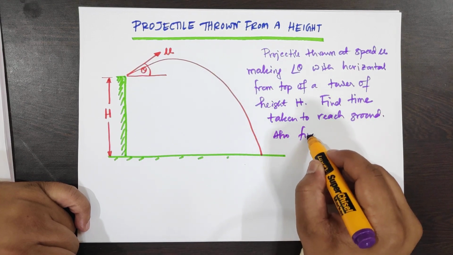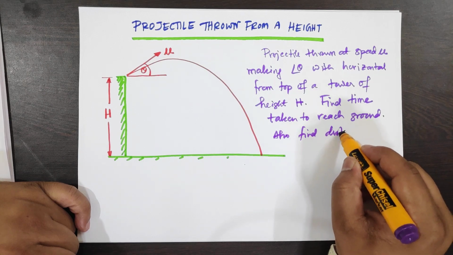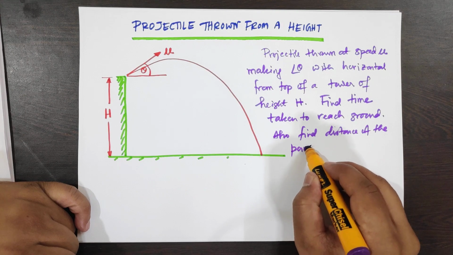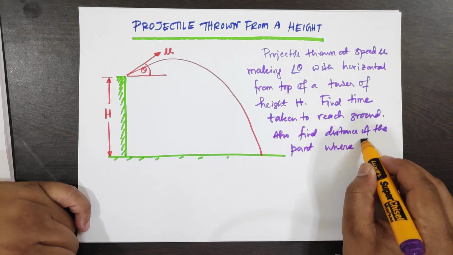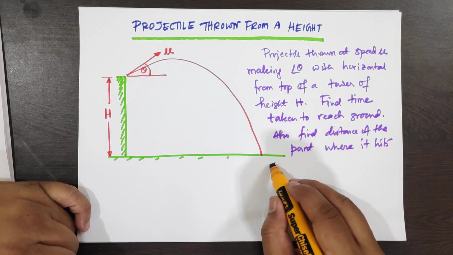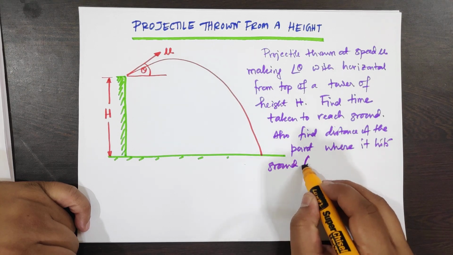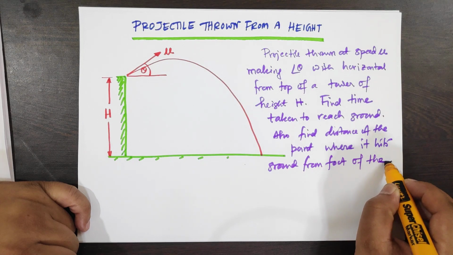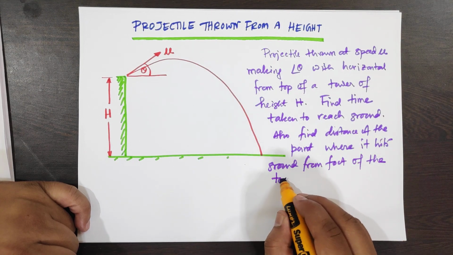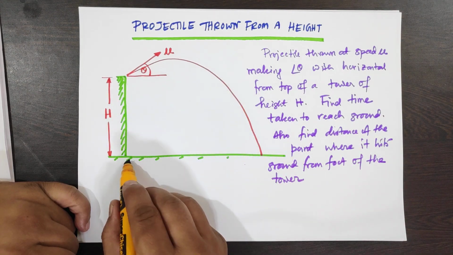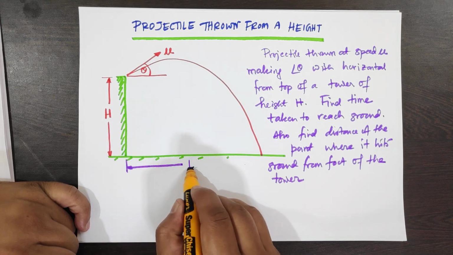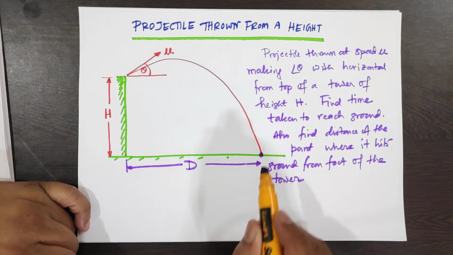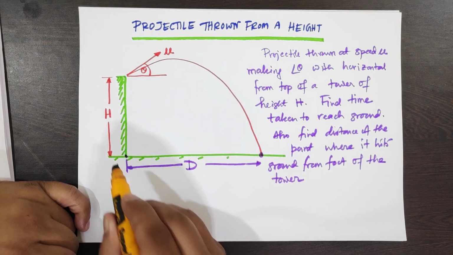Also find the distance of the point where it hits ground from the foot of the tower. That means you have to find this distance d. This is the distance of the point where the projectile hits ground from the foot of the tower.